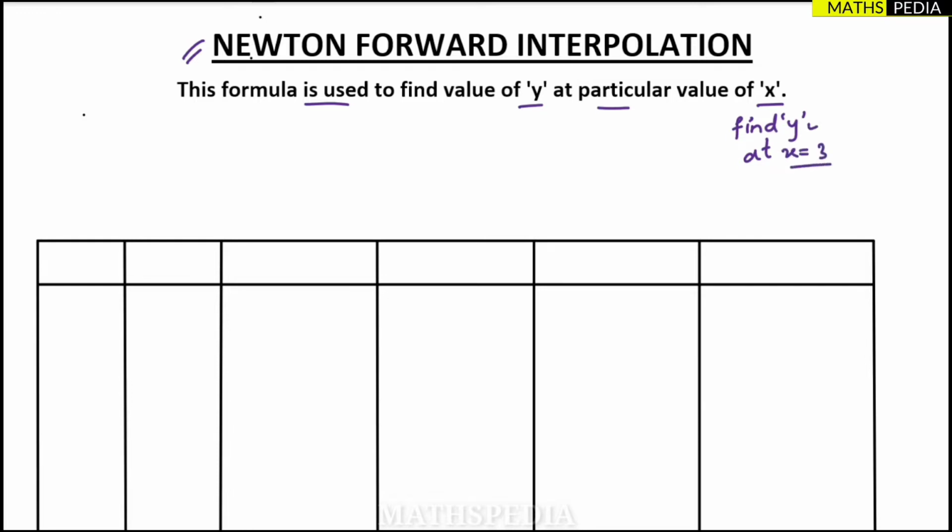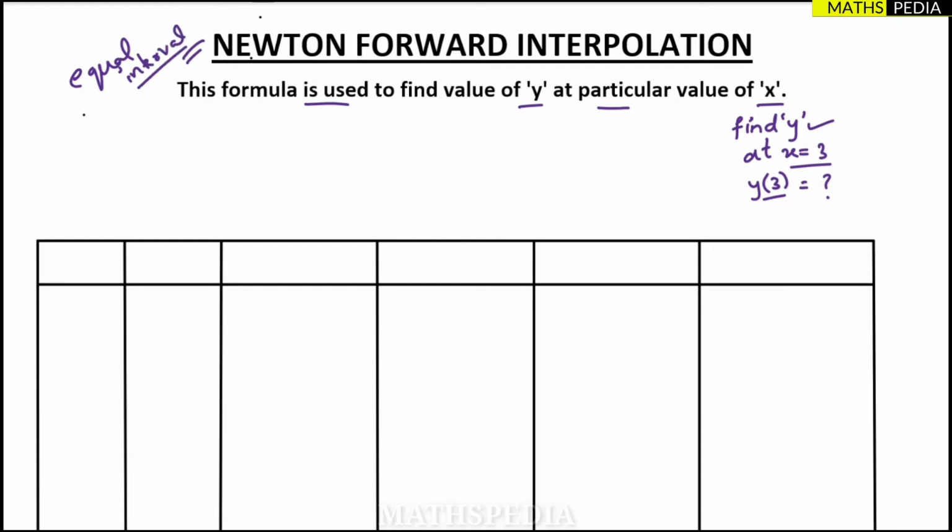So x equal to 3, we have to find out the value of y. Y of 3, they will be asking like this. So for this we are using Newton's forward interpolation method. We have one more formula, that is nothing but Newton backward interpolation. This is used for equal intervals. Also you have to remember equal interval.